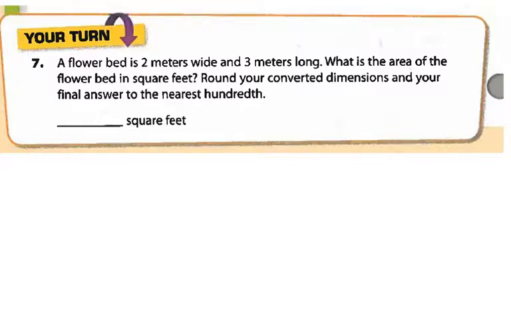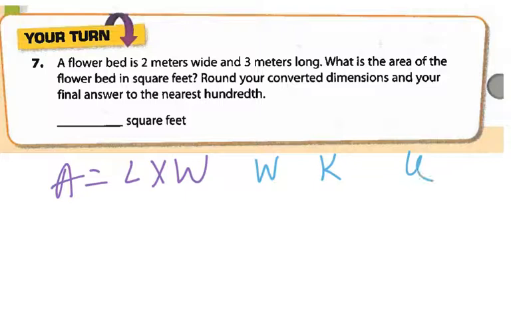They want to know what the area of the flower bed is in square feet. So, okay, you know that area is equal to length times width. So I should have that formula written down here. So I am going to do a WKU conversion, okay? So I'm talking about going from meters to feet, okay? And if you look at that conversion chart, feet to meters, you know that 305 thousandths meters is equal to 1 foot. I have 2 meters here.